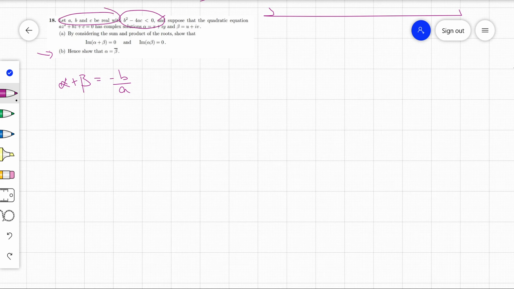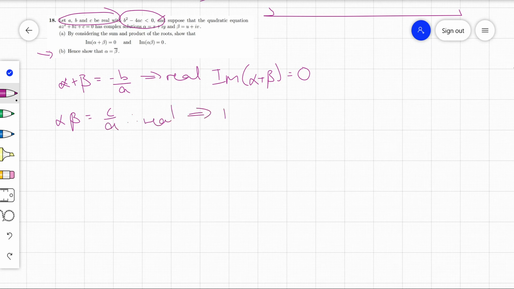So this is going to be real, which means that the imaginary part of alpha plus beta has to equal 0. Same thing with alpha beta, we know that's c on a, therefore it's real. So that gives us that the imaginary part of alpha beta is also equal to 0. So let's have a look at those two things.